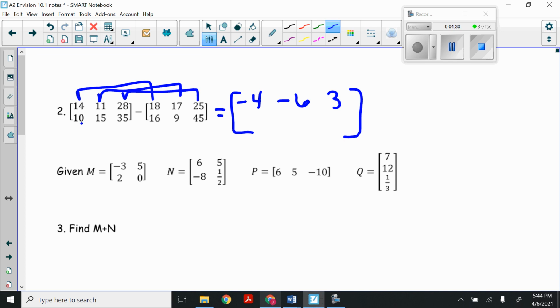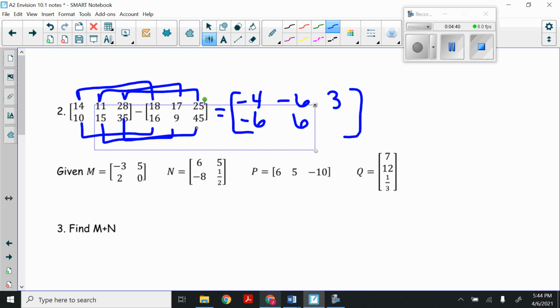Now we're going to go second row. 10 minus 16, -6. 15 minus 9, +6. 35 minus 45, -10. So there's our answer.